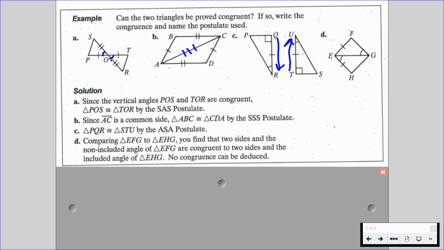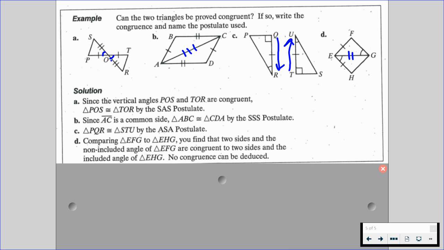And lastly, if we're comparing triangle EFG to triangle EHG, you find that two sides and the non-included angle of triangle EFG are congruent, and two sides and the included angle of triangle EHG. So since this happened, there's no congruence that can be deduced. What it means is, here we go. Let's say that segment EG is congruent to itself. So if we give that 2 tick marks.